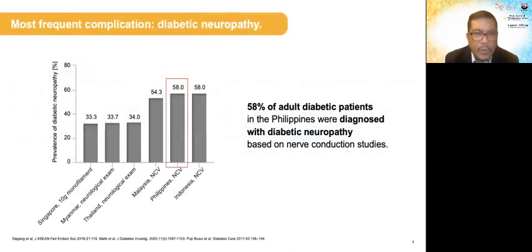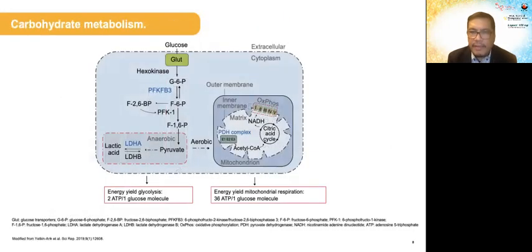In a study looking at the prevalence of diabetic neuropathy, it is seen as the most frequent complication among patients surveyed in the ASEAN region. As you can see, represented by the red square, 58% of adult diabetic patients in the Philippines were diagnosed with diabetic neuropathy, based on nerve conduction studies. So that's more than half of those surveyed who had prevalent diabetic neuropathy in this study. And we are well aware that this is because of alteration in carbohydrate metabolism.